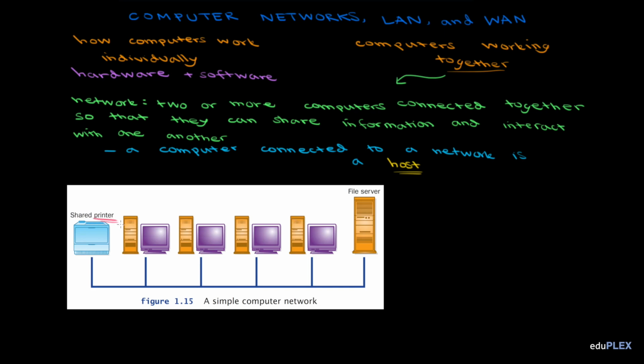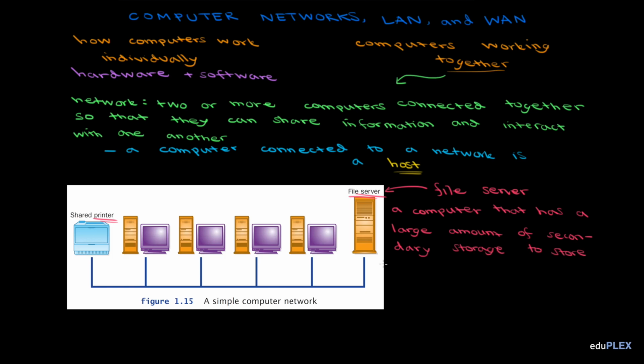this same printer. This file server over here is basically just a computer that has a large amount of secondary storage to store programs and data needed by all the other computers. So maybe all the important files that everyone in the office needs to access, or maybe a program that everyone uses, it's being stored in this file server. The nice thing about the file server is that since it's also connected to the network, each individual computer doesn't need to have its own individual copy of all the programs and files stored on here.